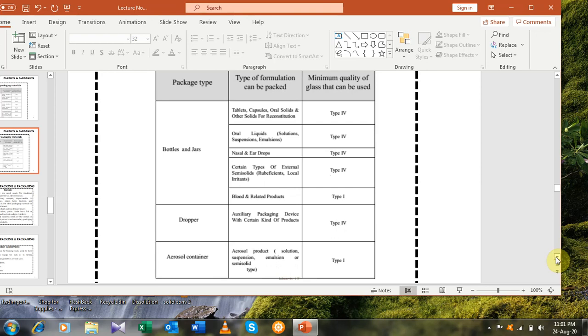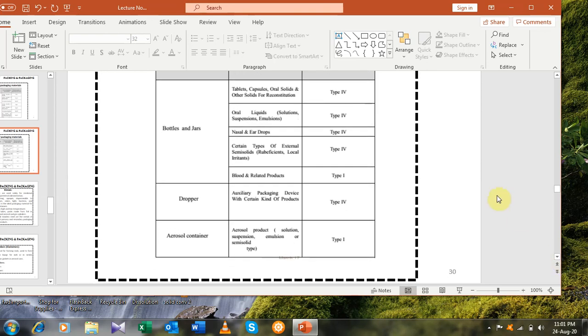While for aerosol containers, that is aerosol products, solution, suspension, emulsions or semi-solid types, type 1 glass is selected for this purpose. These are some of the examples of the formulations and their respective packaging material and the quality of glass that is selected for this purpose.